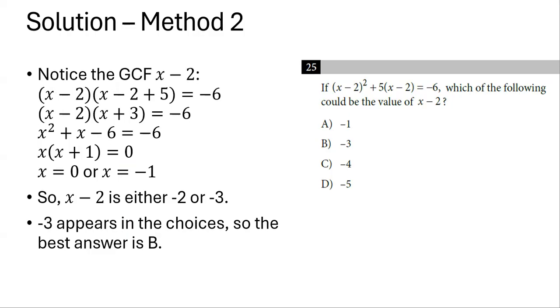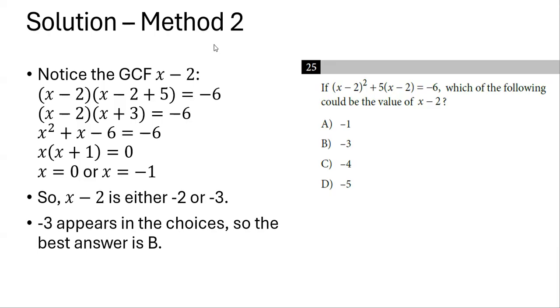This is not much faster, actually, but notice that there's a greatest common factor, GCF, of x minus 2. We can factor that out. So x minus 2 times, if we factor out x minus 2 from x minus 2 squared, you get x minus 2. We factor out x minus 2 from the other term, you get a plus 5 left. The reason this method is not much faster, even though we notice this GCF, is because you get x minus 2 times x plus 3 equals negative 6. This is not equal to 0, so we can't use the zero product property here. Instead, we still have to expand everything out, and then you get the same things as before.